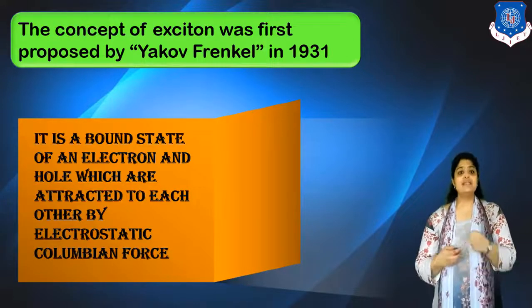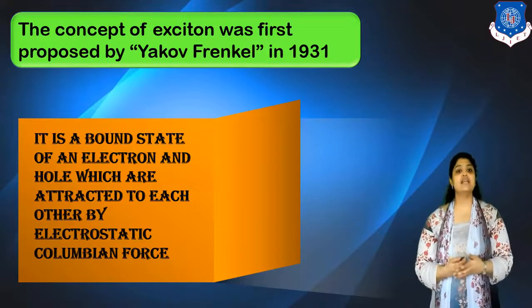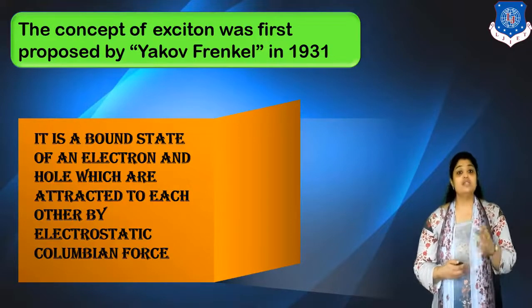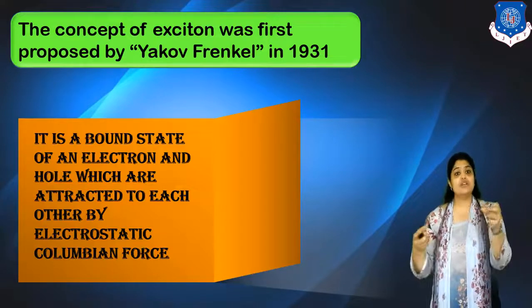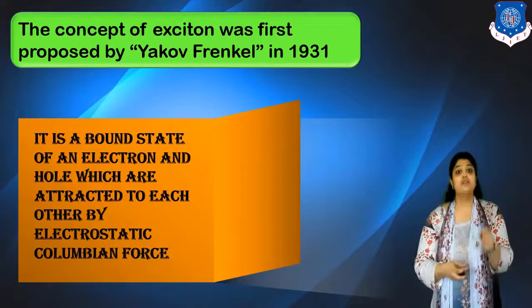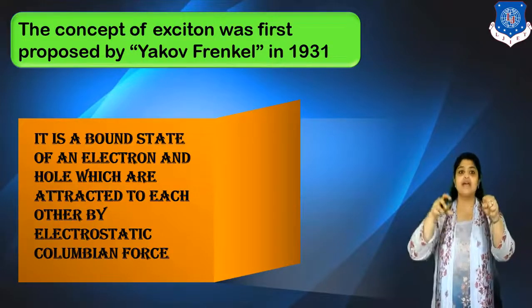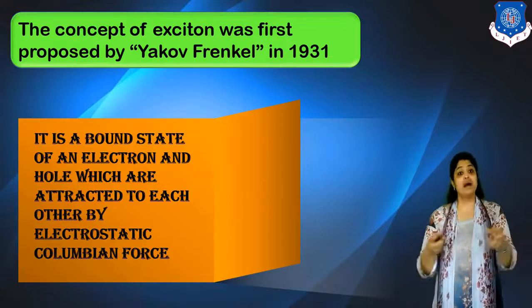It is a bound state of an electron and a hole which are attracted to each other by electrostatic Coulombic force. So this is a bound state where an electron and a hole, being opposite charges, are definitely going to attract. So there will be a Coulombic force of interaction between a negative electron and a positive hole. So this bound state is what exactly an exciton is.